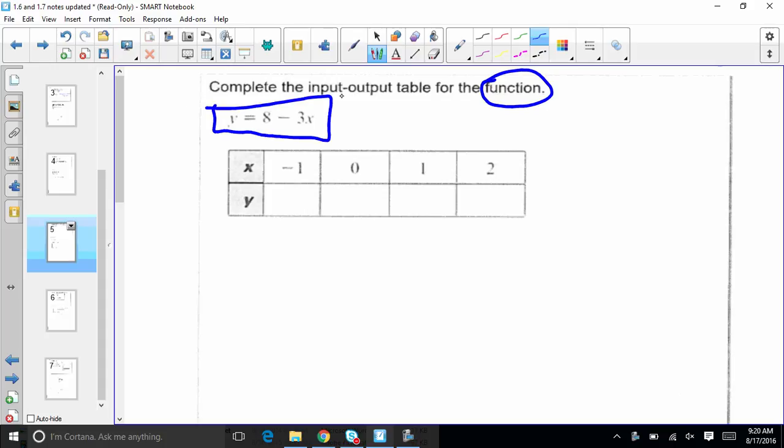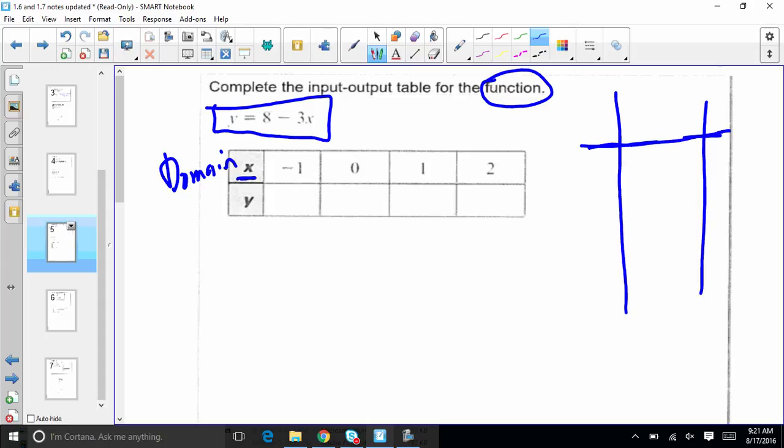It wants us to complete the input-output table for the function. That's not that bad. We've got a rule to follow, and we already have all of our inputs, our domain. So I'm just going to label that. The domain is set, and I can make a table over here to help me follow the rule, X and Y. I will change from X to Y through the relationship 8 minus 3x.